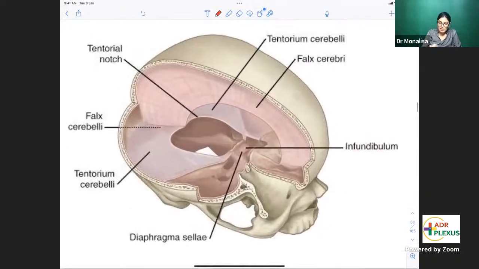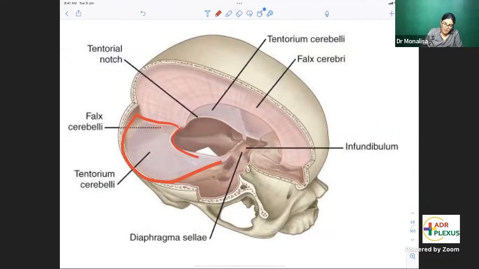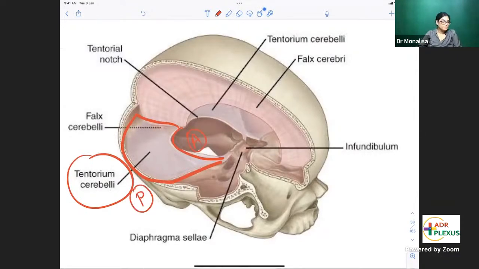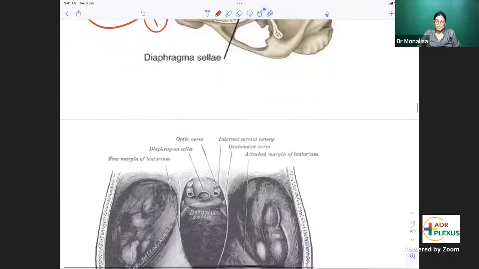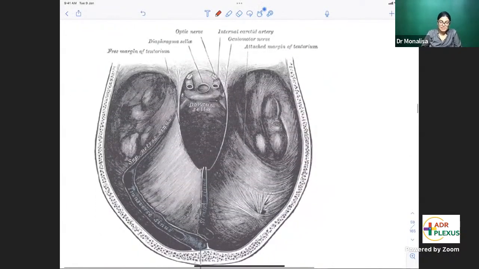Now see here, the first thing is to appreciate this Tentorium Cerebelli, which is a tent-like structure separating the occipital lobe of the cerebral hemisphere superiorly and the cerebellum below. Its anterior border, A for anterior, is free, and P for posterior is the attached border, which can be appreciated here. Other than that, you can also see the dural venous sinus is enclosed by it.